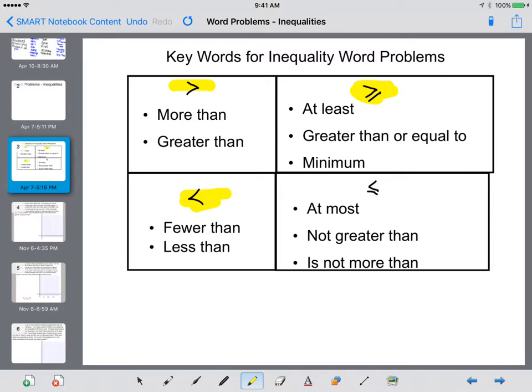There's symbols for fewer than or less than. And this one we'll see at most, not greater than, or is not more than. Take a note of this. If you want to pause the video right now, pause it, take some notes. We're going to dive into a couple of examples right away.